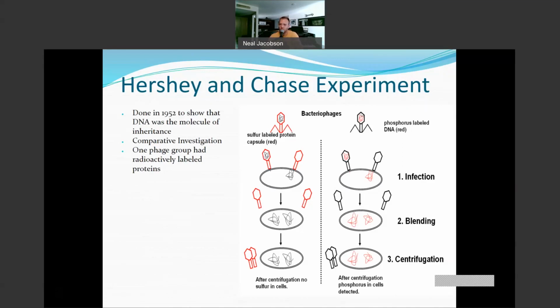And so that phosphate group was radioactively labeled. That is the backbone of DNA. And so that phosphate group, they labeled it red. And in this image, it's red, but it was radioactively labeled.